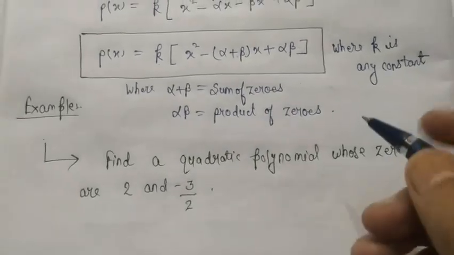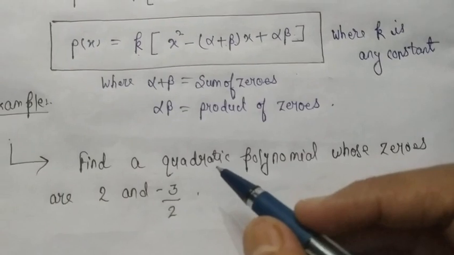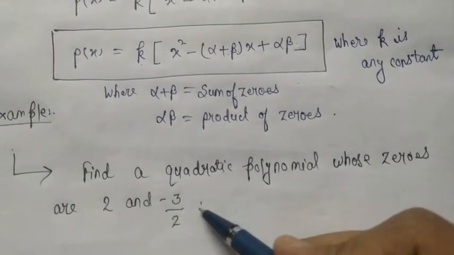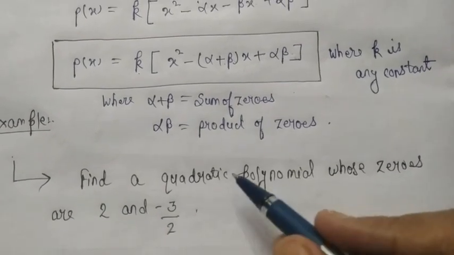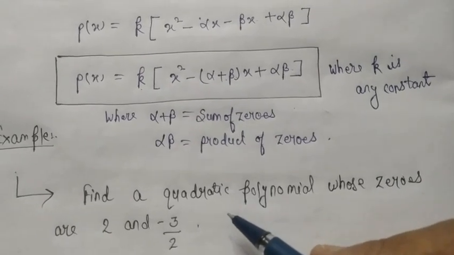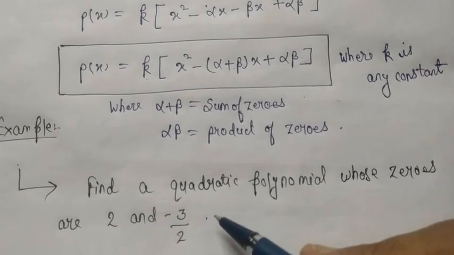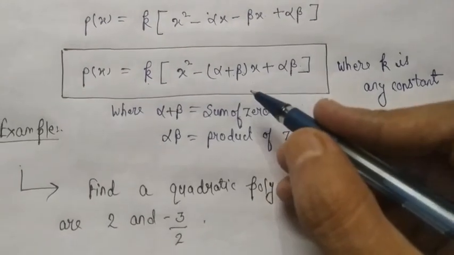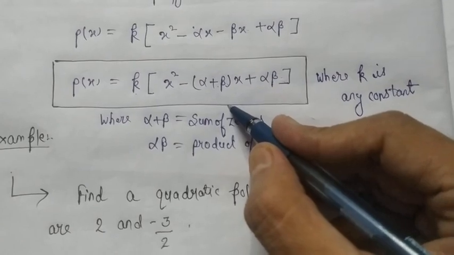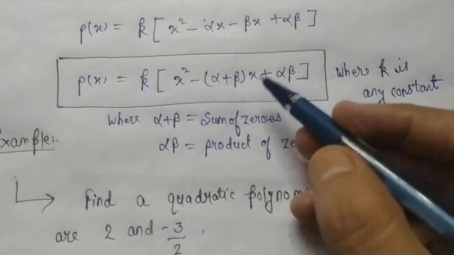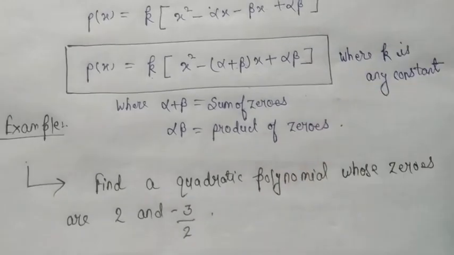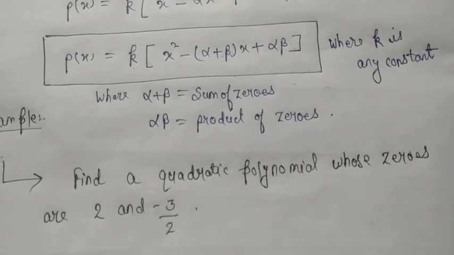Now see one example for you. Find a quadratic polynomial whose zeros are 2 and -3/2. In this question we have to construct a quadratic polynomial whose zeros are 2 and -3/2. So you have to remember this expression. When you remember this expression, you can directly put the values of alpha and beta here and easily get the quadratic polynomial. So see the question nicely.